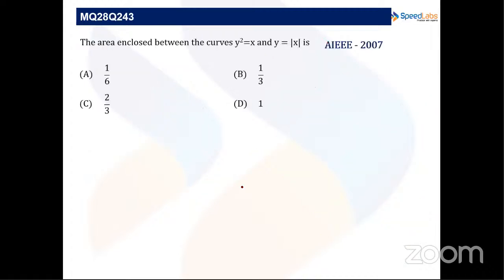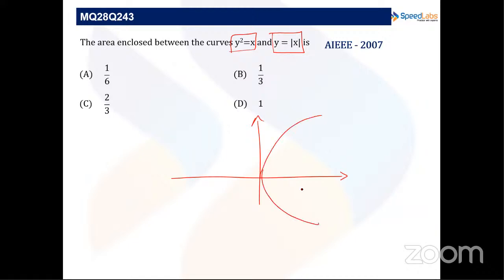Now moving to the next question. The area enclosed between the curves y square equals x and y equals mod x. So y square equals x and y equals mod x will be this line. So we have to just find this area enclosed. If you find the point of intersection for y square equals x and y equals x, it will be x equals 1 and y equals 1.